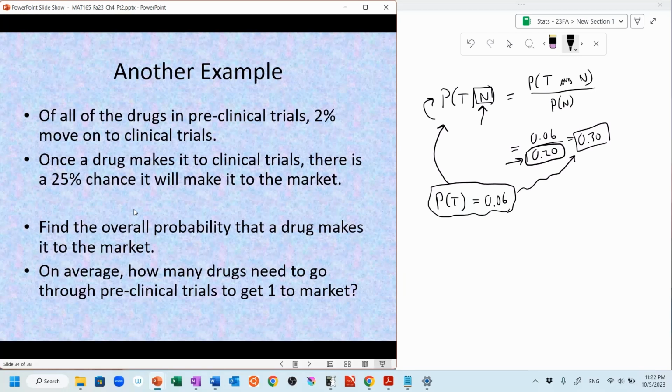So again, an overly simplified approach. There are different stages to clinical trials. There are probably different stages, at least philosophically, to lab work, whether you're doing just basic science research or working in animal models, but we're simplifying this down. So let's try to find the overall probability that a drug makes it to market and try to answer the question: on average, how many initial ideas need to go through this process to get one successfully to market?